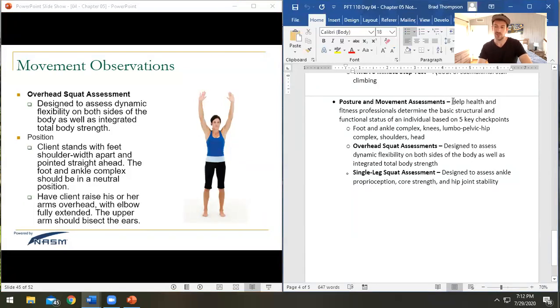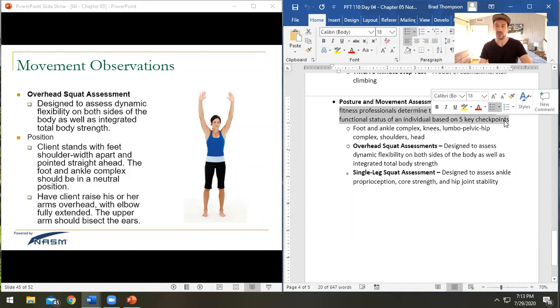All posture assessments help health and fitness professionals determine the basic structural and functional status of an individual based on 5 key checkpoints. That's going to be your foot and ankle complex, your knees, the lumbopelvic hip complex, your shoulders, and your head. So for instance, at the feet, I'm looking to see if your feet are turning in or out, and if they are flattening or excessively inverting. Then I'm going to look at your knees and see, do they cave in or cave out? I'm going to look at the lumbopelvic hip complex and see if it tilts forward or back, or if you tend to lean too much.